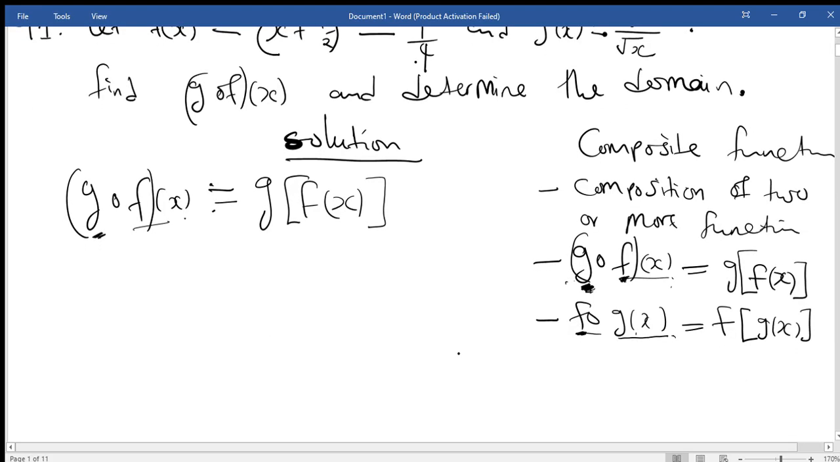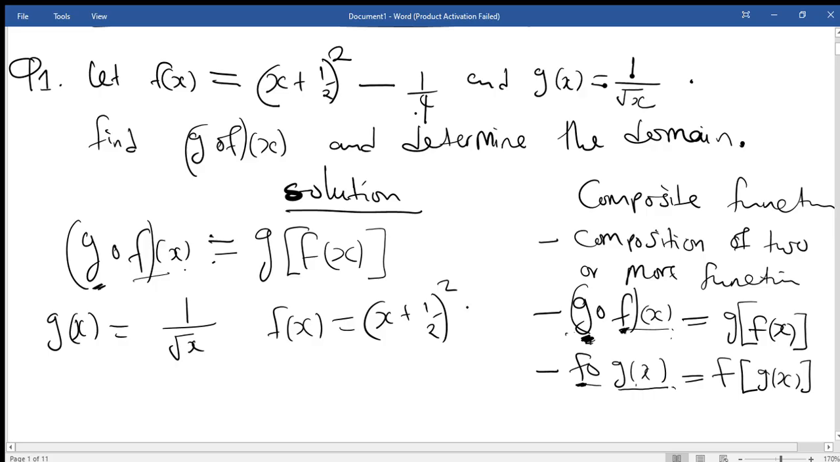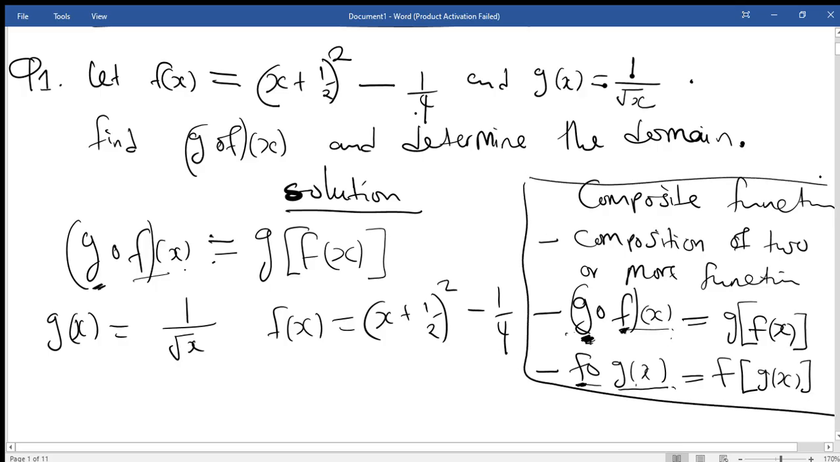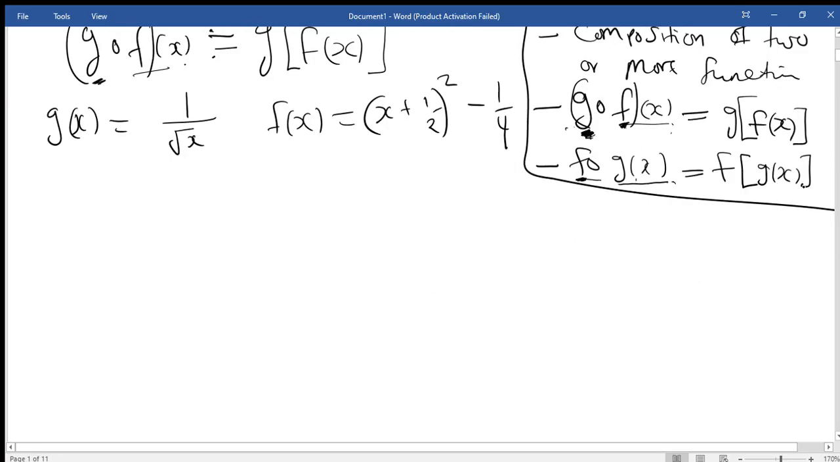But we know what g of x is. Remember, g of x is equal to 1 over root x. And what is f of x? f of x is equal to (x plus 1 over 2) squared minus 1 over 4. This is what we have there. If this is the case, we just use the same values we have and begin to compose them. So I'm going to start. I'm looking for g of f of x.